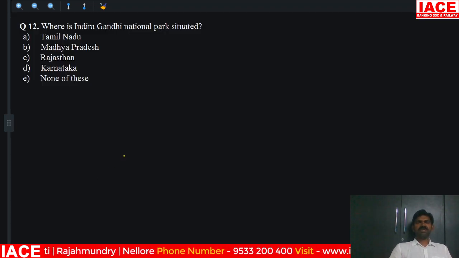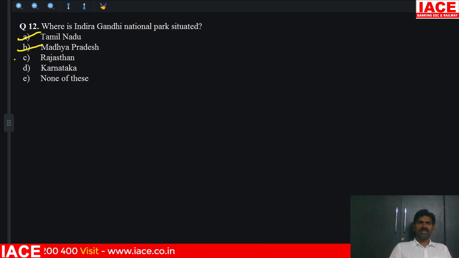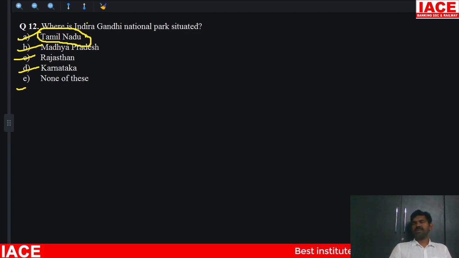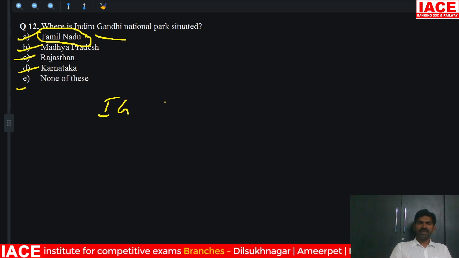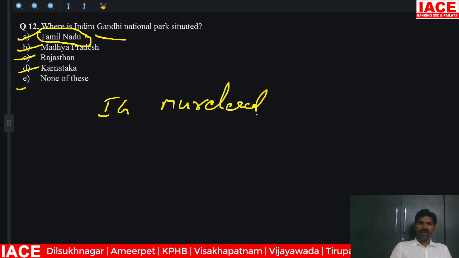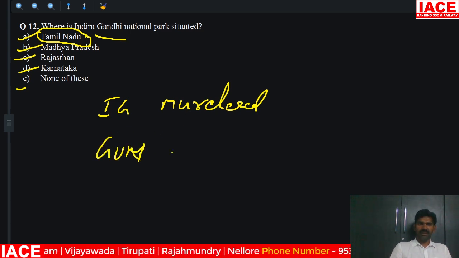Next one. Where is Indira Gandhi National Park situated? We have options as Tamil Nadu, Madhya Pradesh, Rajasthan, Karnataka, none of these. See here, the answer is Tamil Nadu. So Indira Gandhi National Park, very, very important. Already I told you, Indira Gandhi was murdered by her own gunman.